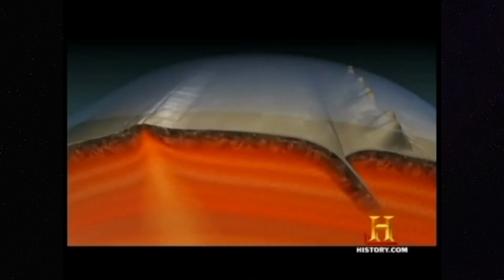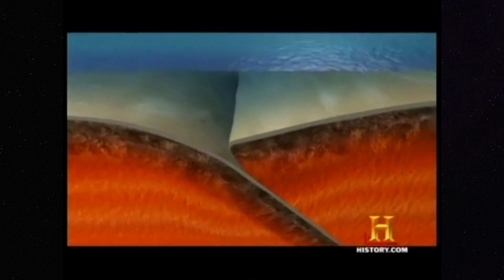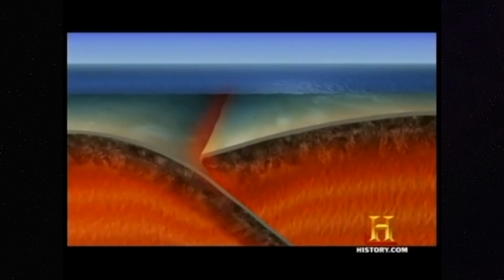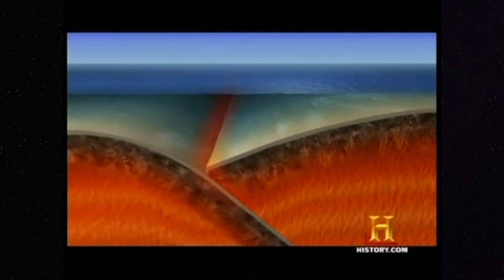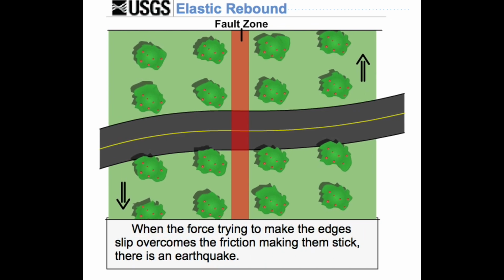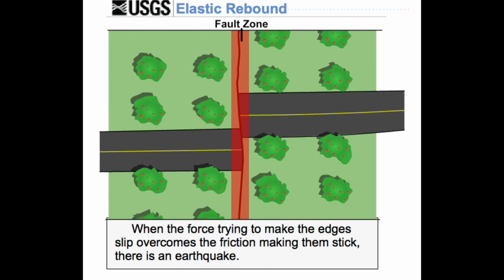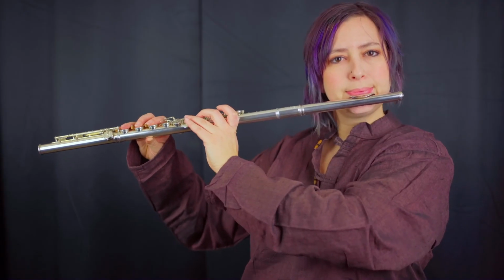All three of these plate boundaries cause earthquakes. Sometimes the plates get stuck on each other, and the earthquake happens when enough pressure builds up and the plates that were stuck in place by friction finally slide away, under, over, or past each other.